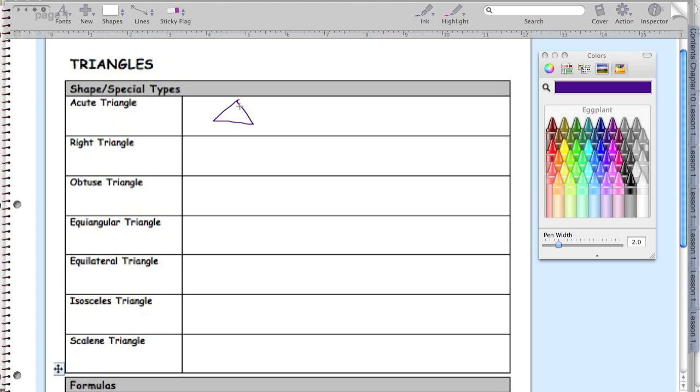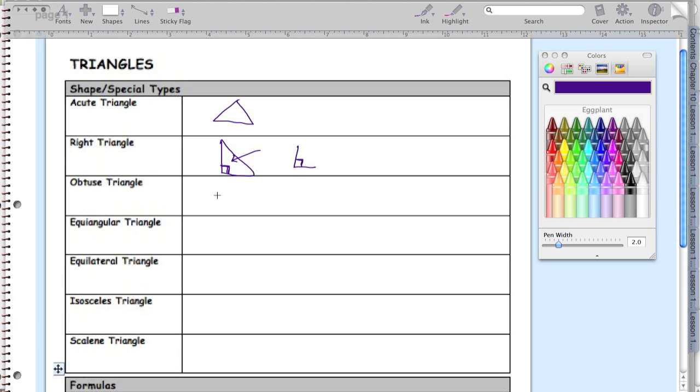All of our angles, this angle, and this angle, are all less than 90 degrees. A right triangle is a triangle where there's one angle that is exactly equal to 90 degrees. We would mark that by putting this right angle symbol, a little box like that. So it's a right angle. One of our angles is equal to 90 degrees, and the other two are obviously less.